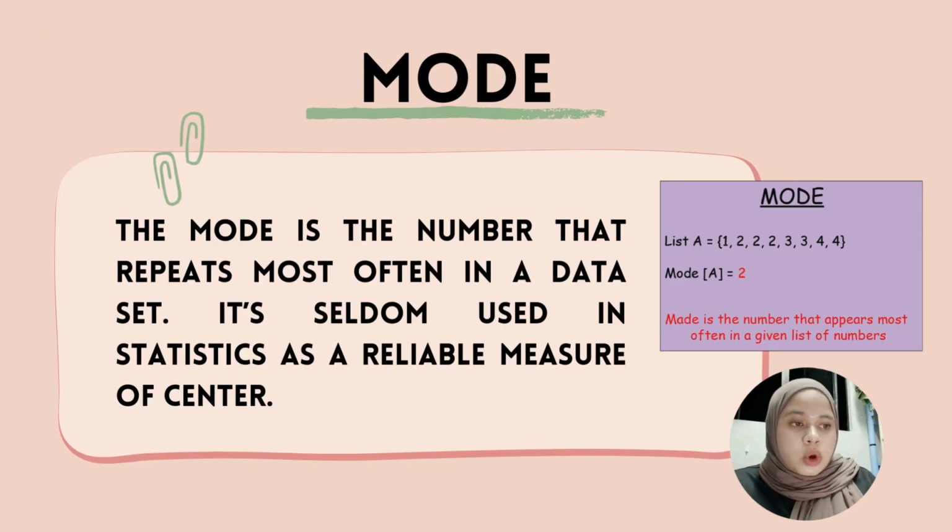Next, I'm going to talk about mode. The mode is the number that repeats most often in a data set. It's seldom used in statistics as a reliable measure of center. We can look at the example that I have given. 2 is the mode because the number appears the most often in the given list of numbers.